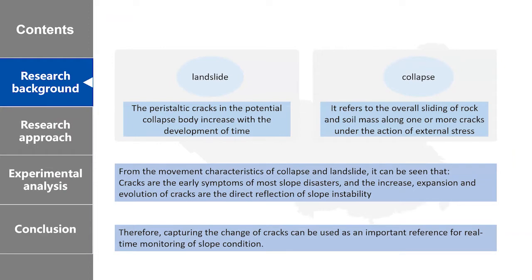From the movement characteristics of the collapse and landslide, it can be seen that cracks are the early symptoms of most slope disasters, and the increased expansion and evolution of cracks are the direct reflection of slope instability. Therefore, capturing the change of cracks can be used as an important reference for real-time monitoring of slope condition.